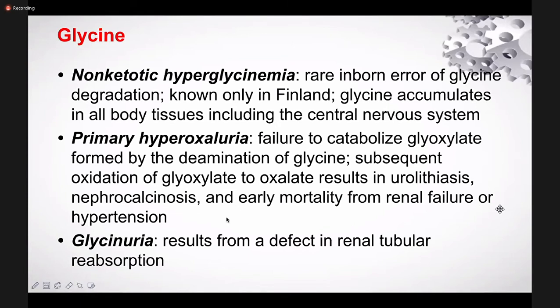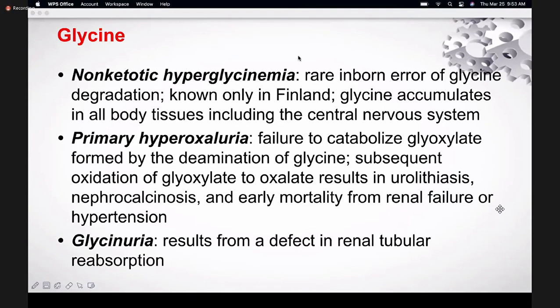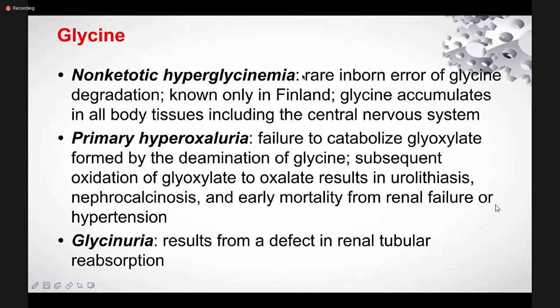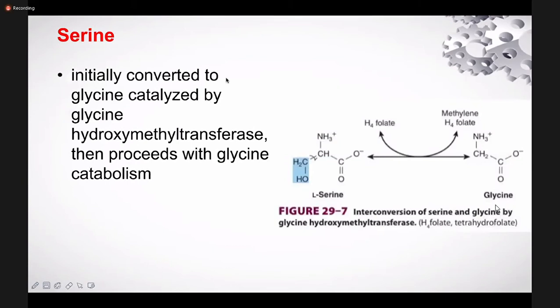Another condition associated with an impaired glycine metabolism is glycinuria, and this results from a defect in renal tubular reabsorption. Ayun. So ito sila these three are conditions that are affected if there is problem in glycine metabolism or catabolism. Okay, so next is serine.